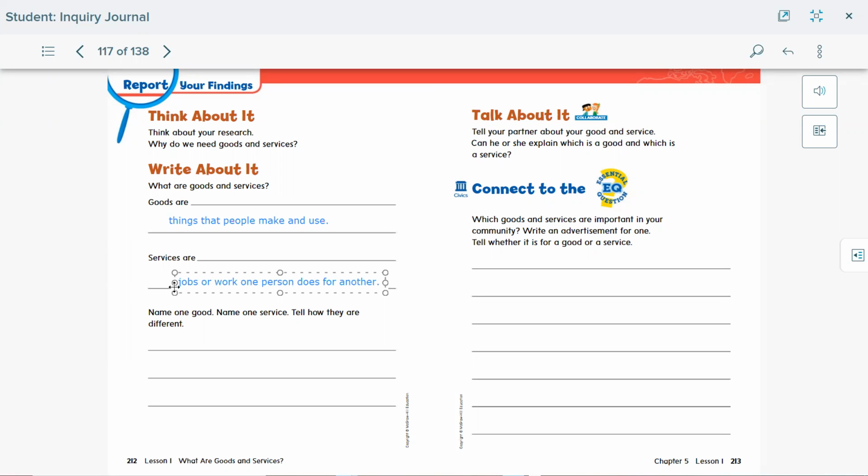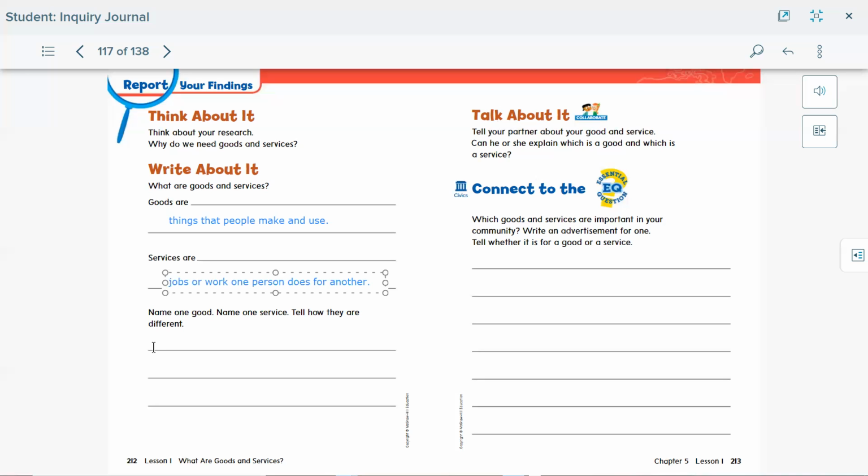And we have different examples like the baker, the dentist, the teacher, the doctor, the librarian. All this provides us with services. Okay, name one good and name one service and tell how they are different. So the goods could be one of the goods that we have, and service is like we say the service.